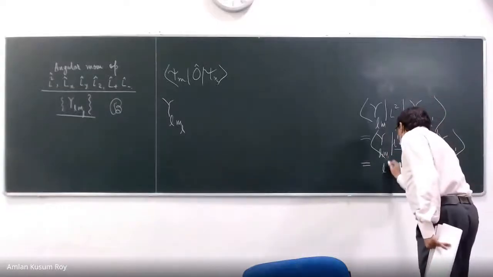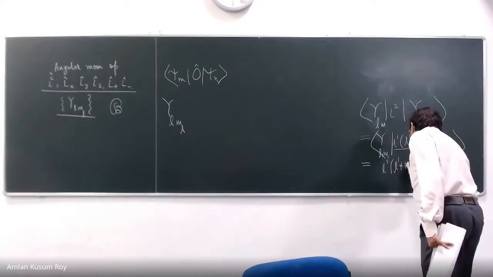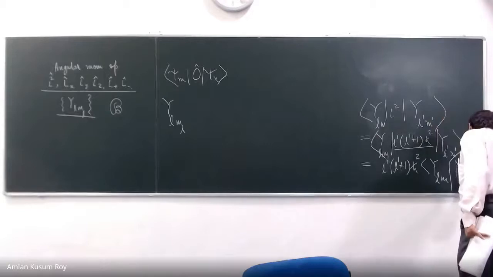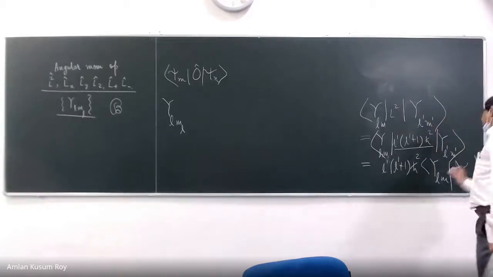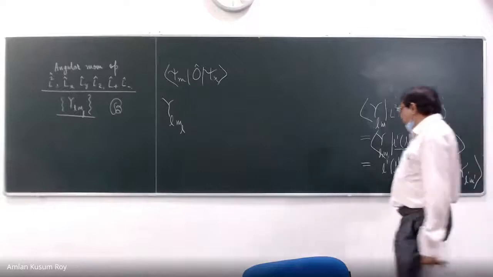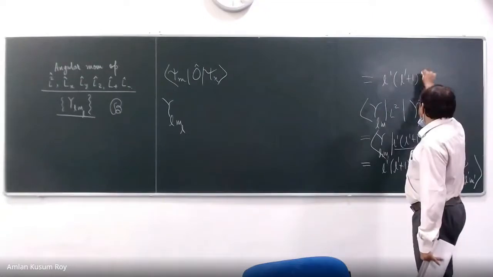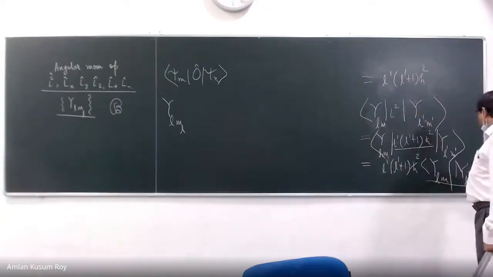So I want to write L prime into L prime plus 1, h cross square, Y_{L m} Y_{L prime m prime}. I can write that. So what is this? Now you tell me. I want to write something for this. What should I write? That will be the delta function. Delta, tell me the indices: delta L L prime, delta m_L m_L prime.